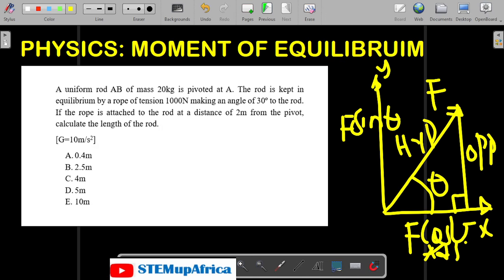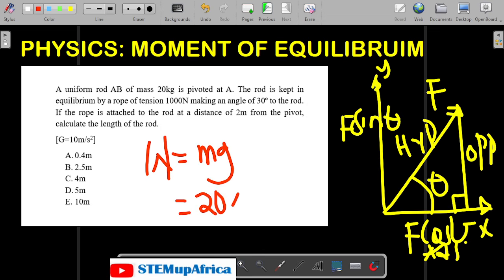The essence of the g is to get the weight. And we know weight is mg, which is mass times gravity. So we have 20 times 10. That will give us 200 Newton. So the weight of the rod is 200 Newton and it acts at the center of gravity of the uniform rod.